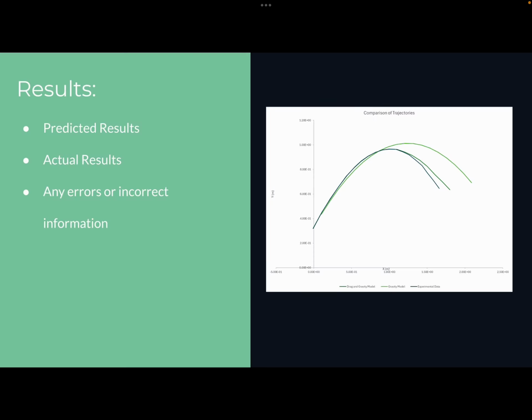Our predicted result is that drag force negatively affects the projectile motion of an object. And we were correct, because as you see, the light green curve in this graph is the model with strictly gravity. And the other two that correlate with one another are our experimental data and our model with gravity and drag force. As you see, we do have some slight deviation in the curves, because that is either human error in the code or during the experiment.